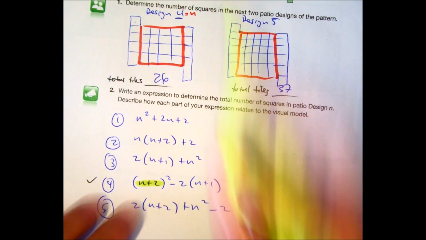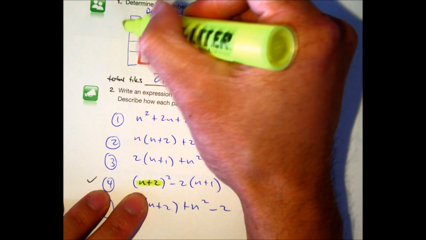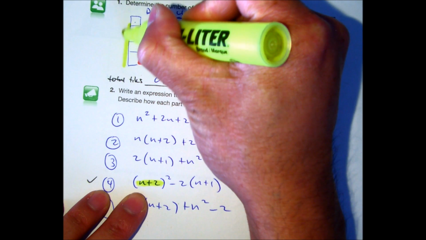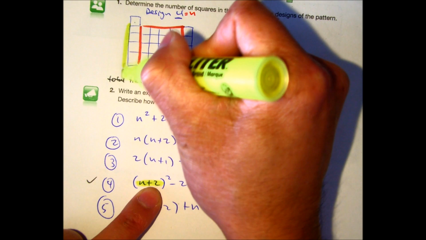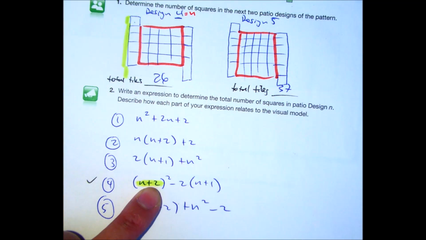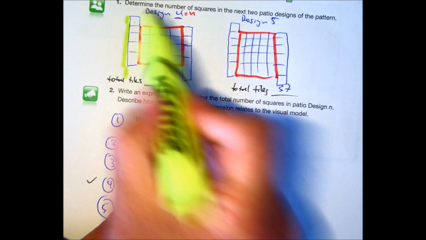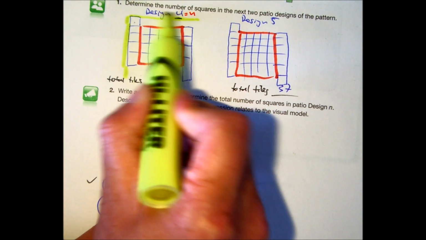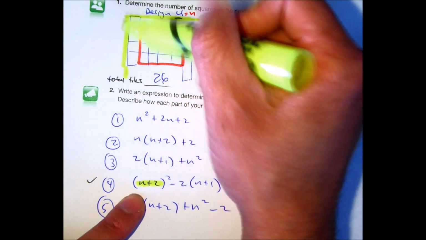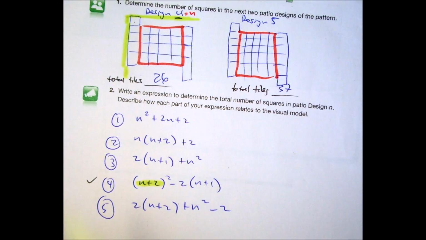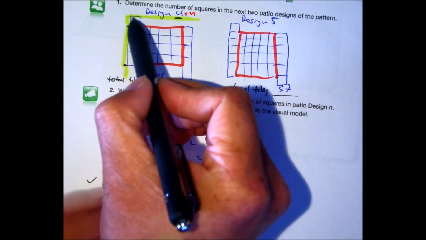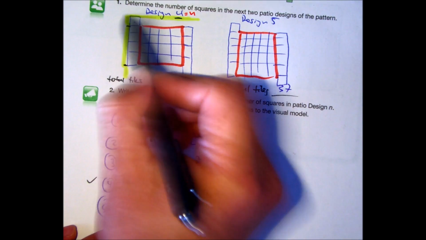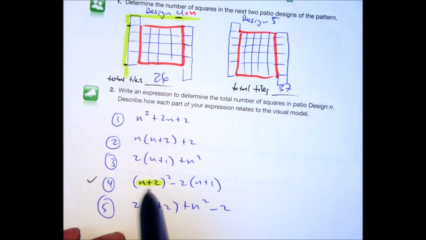So where do you get n plus 2 from? Here is n in my yellow. And then the plus 2 comes from going 1 extra length and 1 extra length. N plus 2 squared means it's a really big square. So n plus n is the length of, this is 4 boxes, and that's 4 boxes, and then that's 1. And this is also n plus 2. So if you multiply n plus 2 times n plus 2, you have n plus 2 squared.